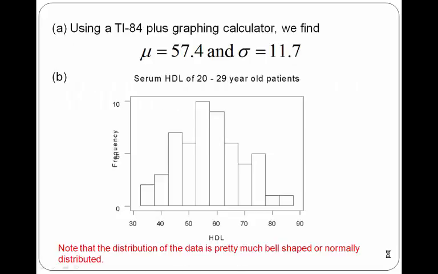In your serum HDL problem, you should have gotten a mean of 57.4 and a standard deviation of 11.7. We note that the distribution of the data is pretty much bell-shaped, or we would call that normally distributed.